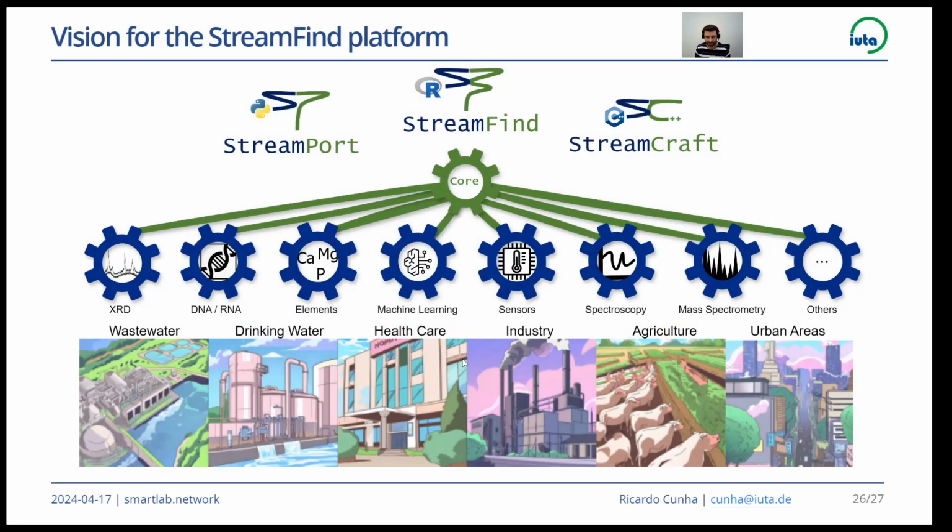And finally, the big picture. So we focus on StreamFind, and that's what I presented, but we are creating StreamPort, developed under Python, and that's because, for example, for sensors, it has a better interface. For machine learning, it has scikit-learn, which is a library with already a lot of assets that we would like to use. And StreamCraft is developed in C++, and that is already something that is supporting StreamFind because it's faster, and we are using it for reading data.